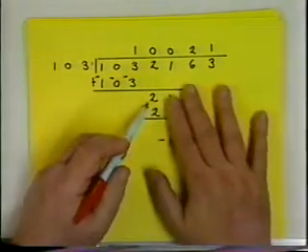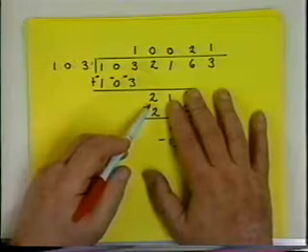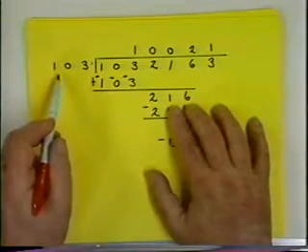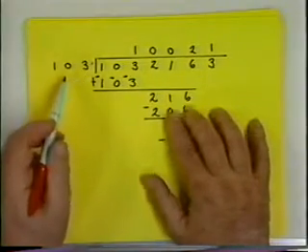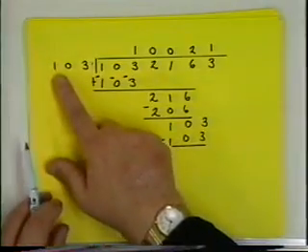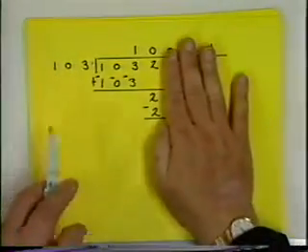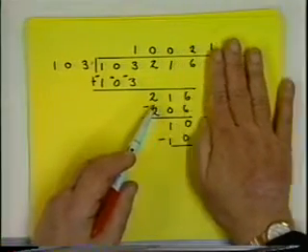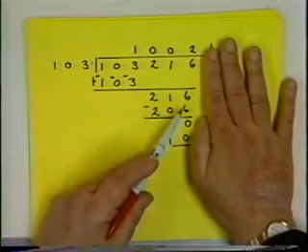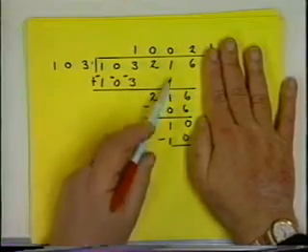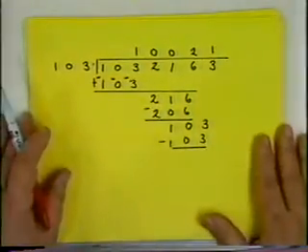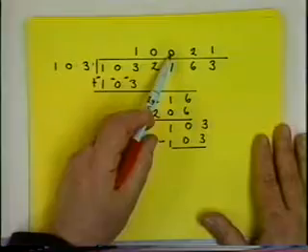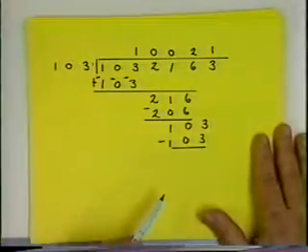Now I bring down the 2. Remember, I have to have 3 digits for something. In other words, there's a 1, a 0, and a 3. So certainly 103 won't go into 2. 103 won't go into 21. 103 will go into 216. And by the way, every time I bring something down, just like in regular division, I have to put a 0 in as a placeholder to remind me that nothing went into this.